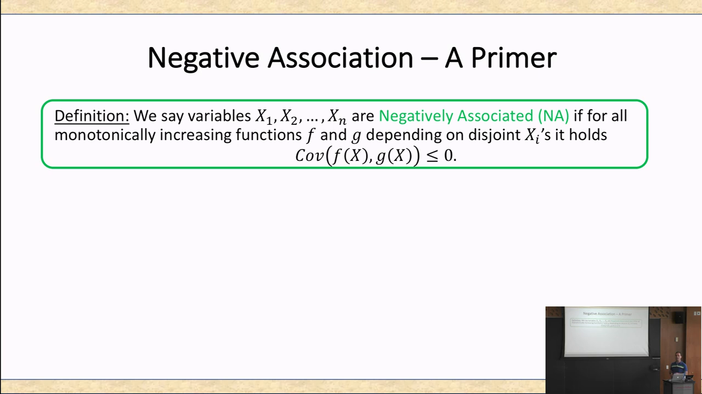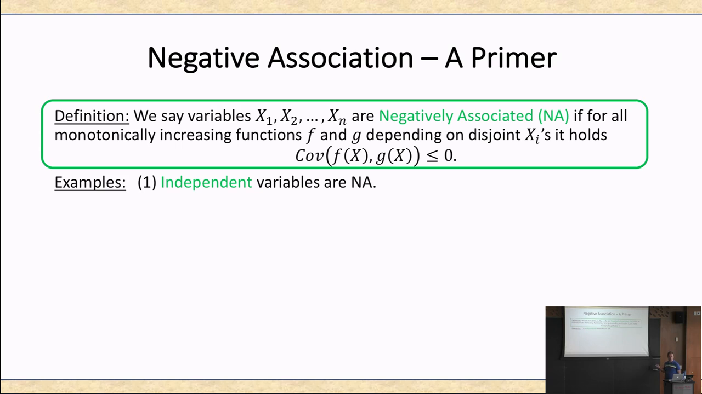Another interpretation is basically saying, whenever I tell you that some subset of the variables is large, conditioning on some subset of variables being large, for whatever notion f of large you mean, then the others are going to be small, for whatever notion of small defined by g. All right, this is a bit of a mouthful. Can anyone give me a really trivial example of an NA distribution? Independent variables, right? Right, so this is trivial. So in this case, negative covariance is covariance 0.